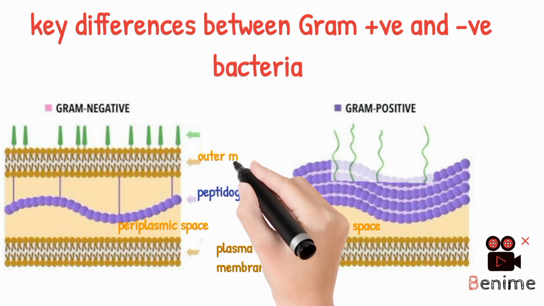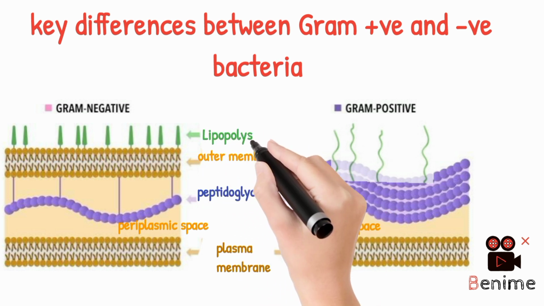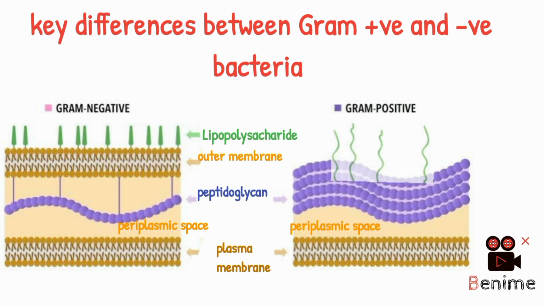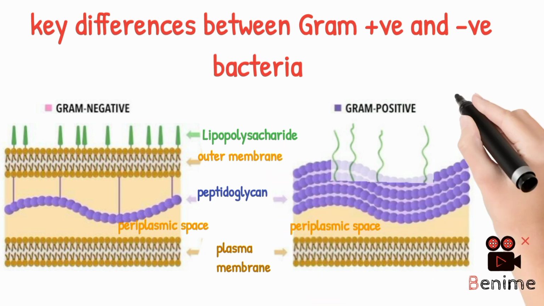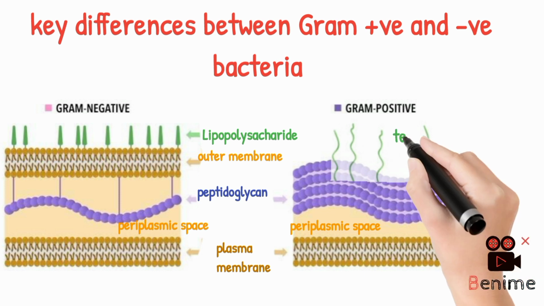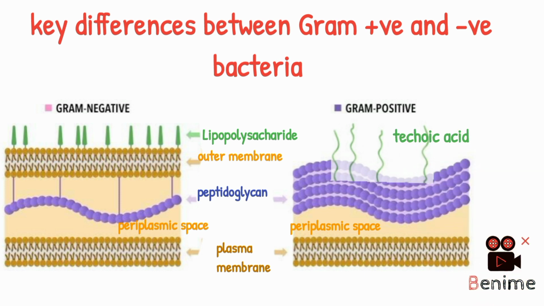Then you can see the outer membrane and lipopolysaccharide. This lipopolysaccharide layer is only present in gram negative bacteria. It is not present in gram positive bacteria. And then finally we can see teichoic acid. These are fibers you can see, and these are present only in gram positive bacteria. Remember, teichoic acid is a feature of only gram positive bacteria, and it is not present in gram negative bacteria. And teichoic acid is usually made up of glycerol phosphate or ribitol phosphate.